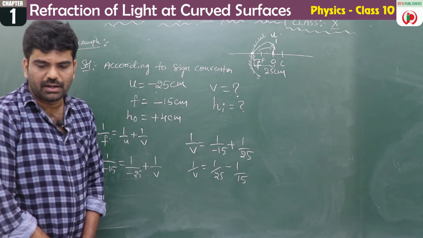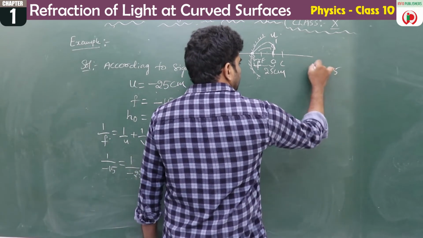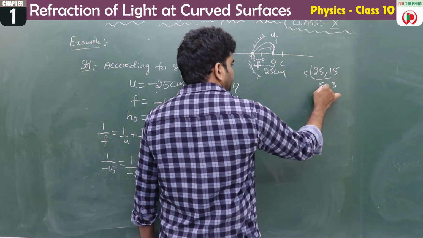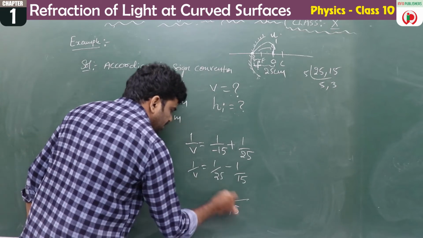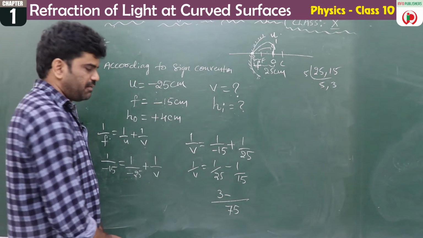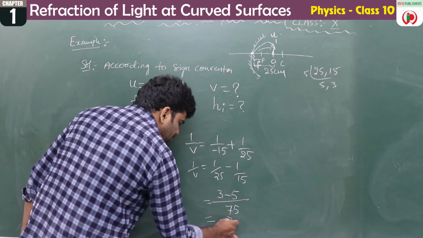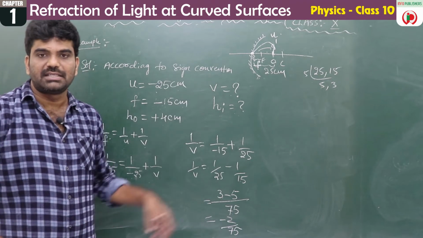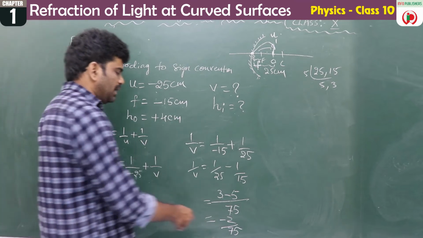Now you can go for the LCM of 25 and 15. 5 5s are 25, 5 3s are 15, so the LCM is 75. 25 3s are 75, and 15 5s are 75. So 3 minus 5, that is minus 2 by 75. Minus 2 by 75, that is the value we got here.